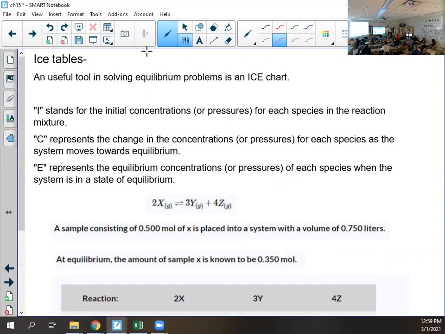Please make sure you pay attention. A useful tool in solving equilibrium problems is an ICE chart or ICE table.